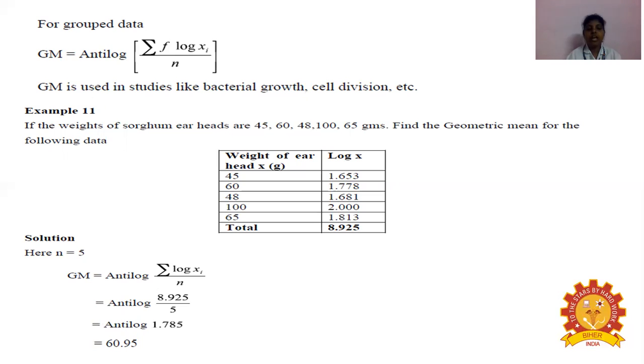Geometric mean equals the anti-log of summation log xi by n. Now substitute the log xi value. N is 5. After simplifying this, anti-log of 1.785. After taking the anti-log of this value, finally we got the answer 60.95.